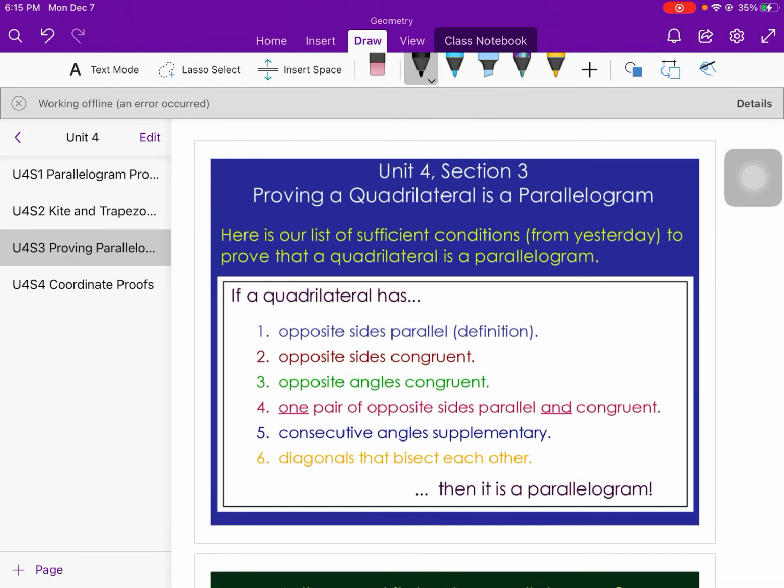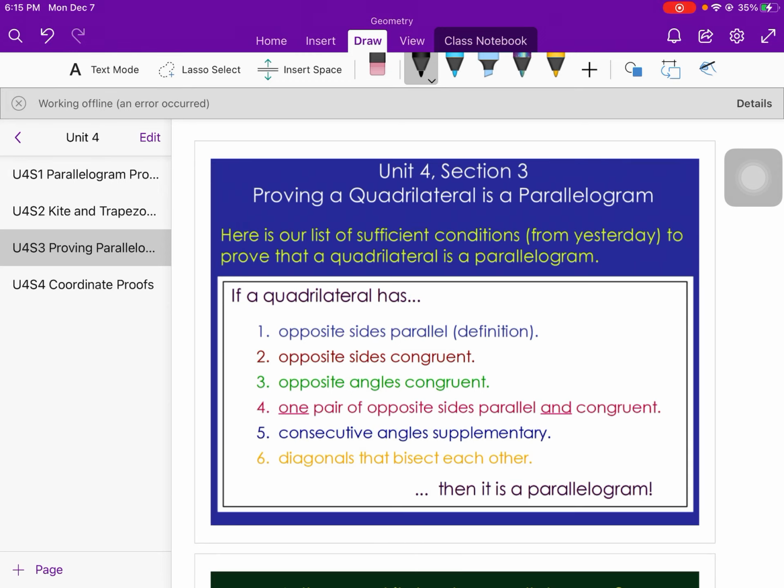Hey guys, welcome to Unit 4, Section 3. We are going to be proving quadrilaterals are a parallelogram in this one. If a quadrilateral has any of the following six, then we can conclude that it is a parallelogram. A lot of these are just the properties that we've already talked about. There is going to be one idea though that is enough to prove, and it's a combination of two properties.